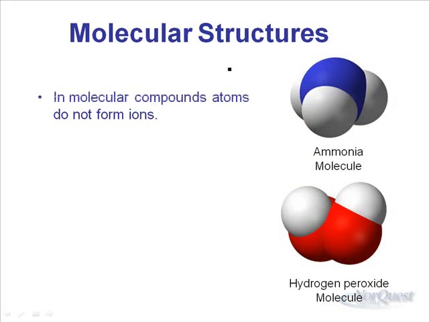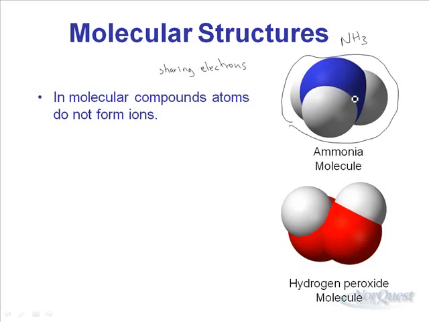Molecular structures are very different. Remember, molecular compounds are about sharing electrons. And one way to look at it is there's only so many people you can share with, or if you're an atom, there's only so many different atoms that you can share electrons with, so you end up with discrete structures. So for example, ammonia is an NH3 molecule. It has one nitrogen surrounded by three hydrogens, and that's it. That is one molecule of ammonia.